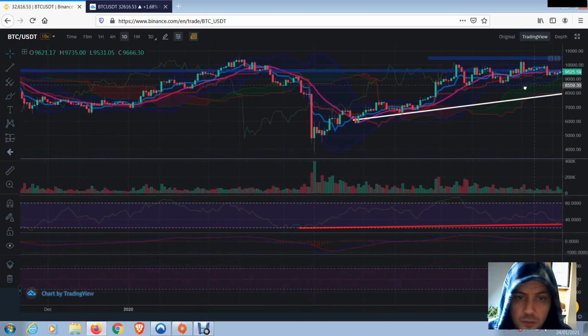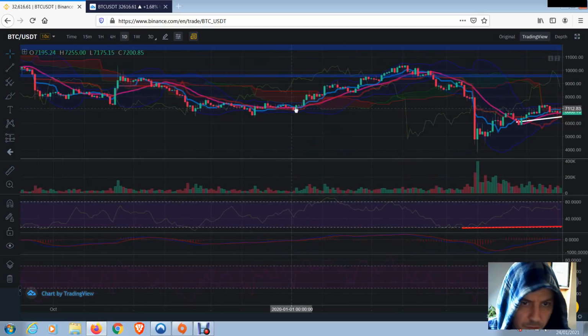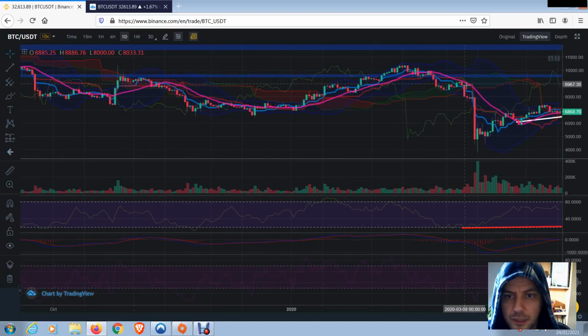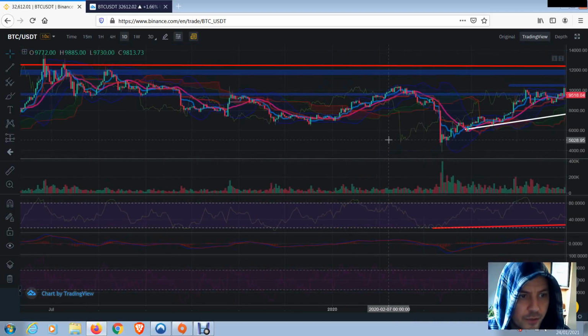So let's have a look at some of these other times it's done it. And this was a decent one here. So moving all the way up, cross back down here, below the center of the Bollinger Band, similar to how we are at the moment. Moving down, and then March crash. So that's unfair to suggest that is going to happen, right?